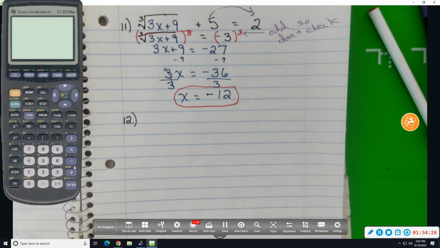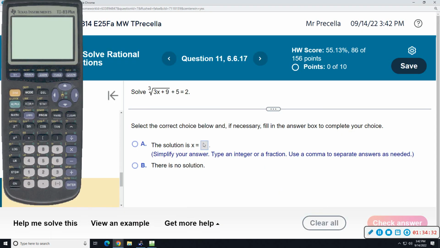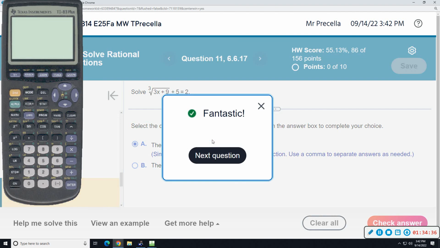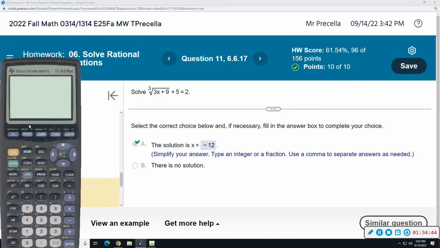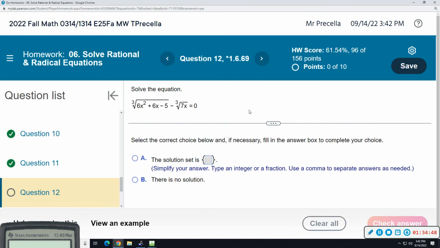We only have 2 more to go, so they're ready to get out of here. So what is that solution? A negative 12? What else? Number 14. Wait, let's see. What's the next one we're doing? No, 12 and then 14. Oh, I'll do 14. From the top. Okay. I'll let you do number 12.